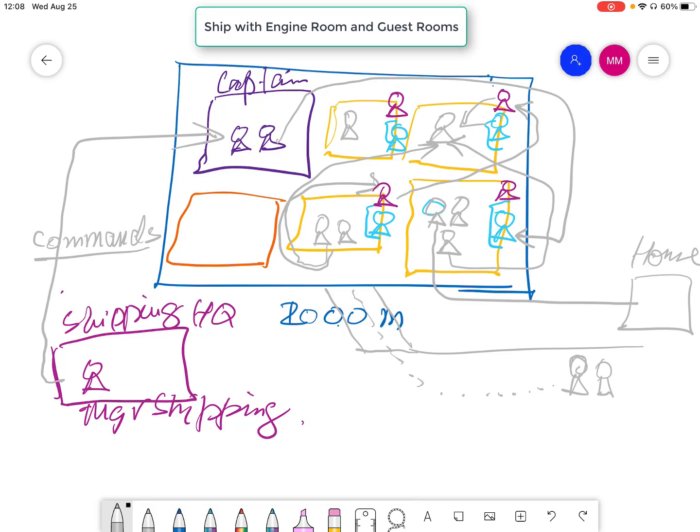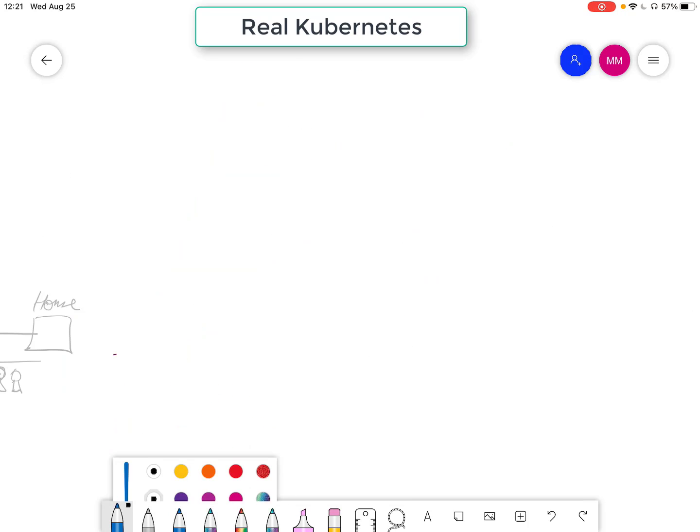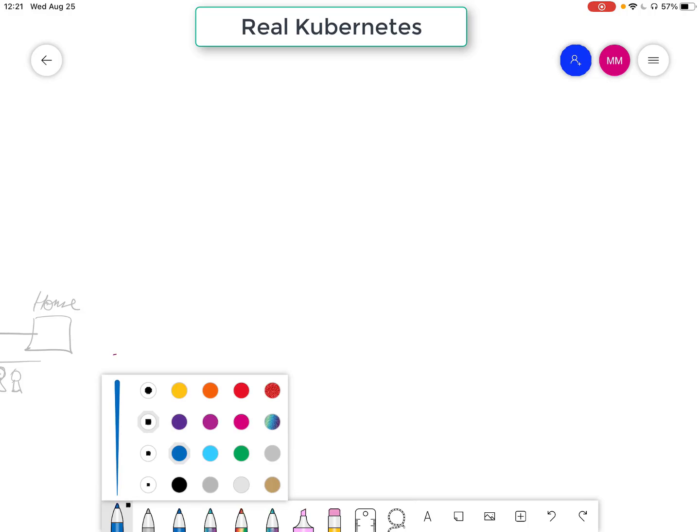And now we're going to slowly translate how this kind of work happens in a real Kubernetes environment. I'm going to slowly take you through what this looks like in real Kubernetes. So we're going to start translating this exercise now. Let me go ahead and start drawing that picture. With this example of a ship and a container, an engine room and guest rooms, let's see how that translates to a real Kubernetes environment.